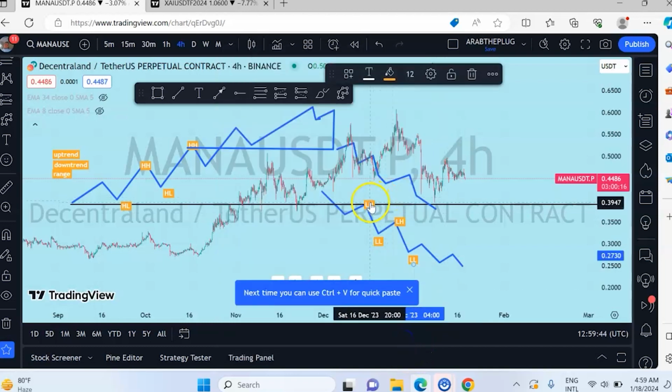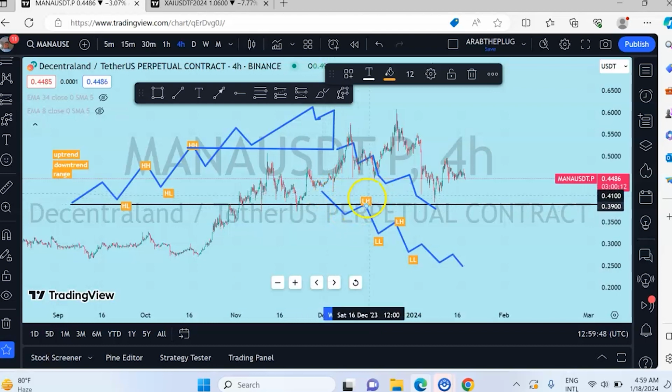So this place is a lower high because the market came down and tried to go up again, but it could not push beyond this point before it started going down again to create a lower low. The lower low means this low is lower than the previous low. So don't confuse this lower high with higher low. Higher low is in an uptrend and lower high is in a downtrend. So higher low means a low that is higher than the previous low, and a lower high means a high that is lower than the previous high.